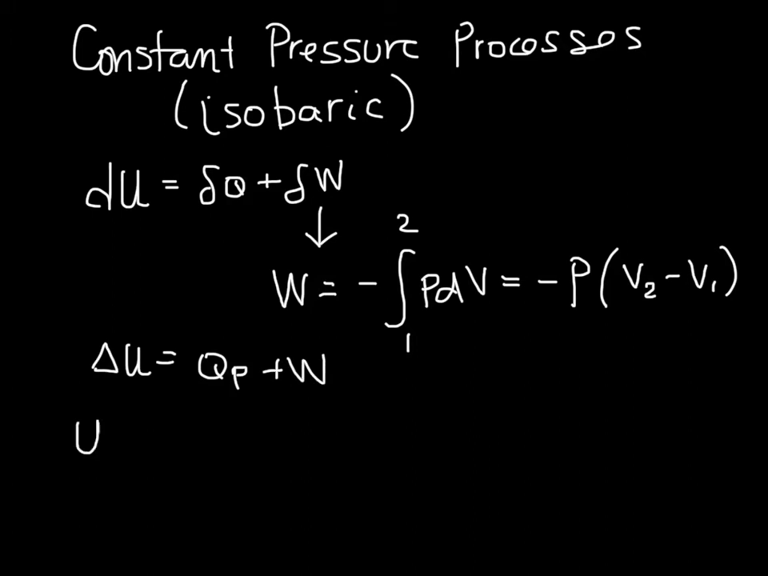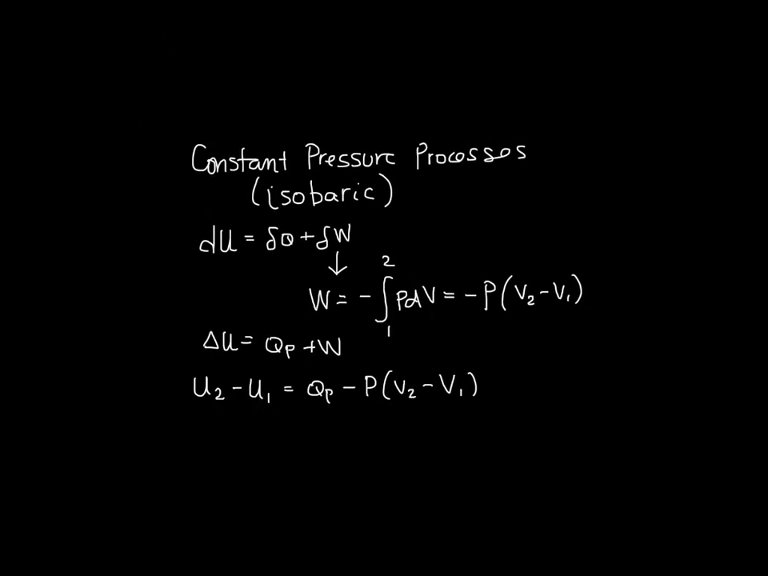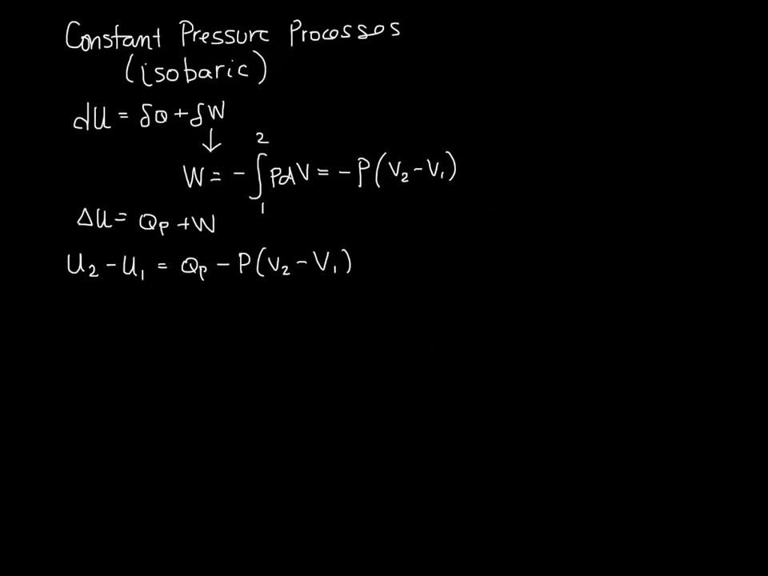And we can write this as the internal energy at state 2 minus the internal energy at state 1 is equal to that heat transferred and then the work term that we just figured out. So negative P times V2 minus V1. In this equation here, everything except for Q is a state function. So U is a state function, P is a state function, and V is a state function.